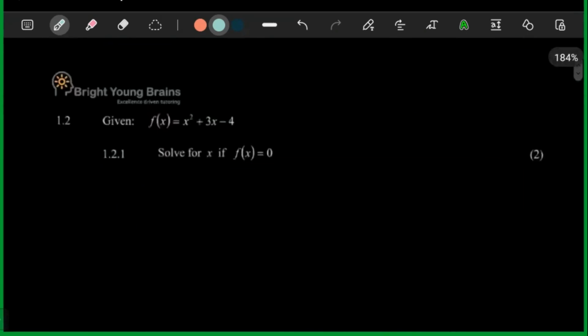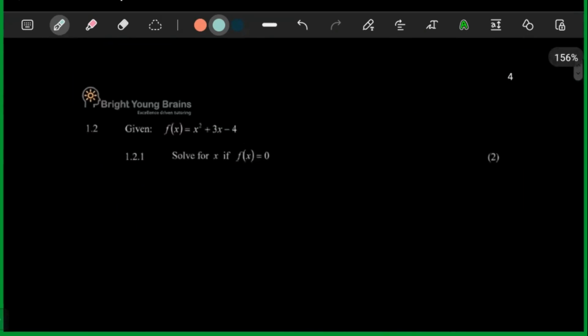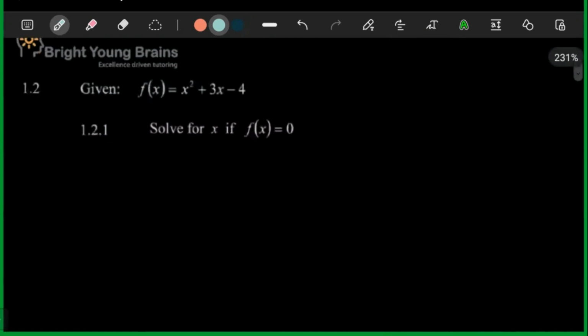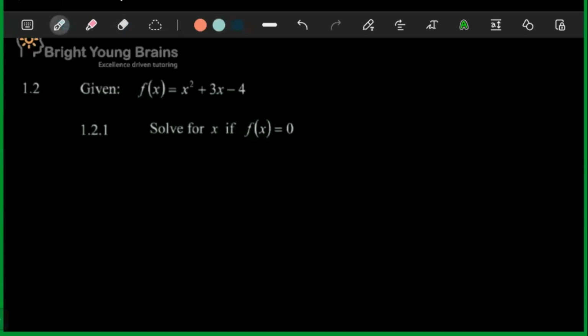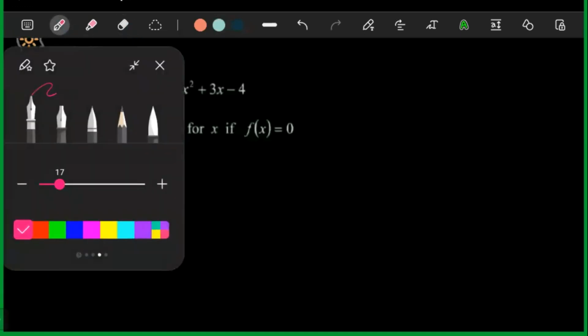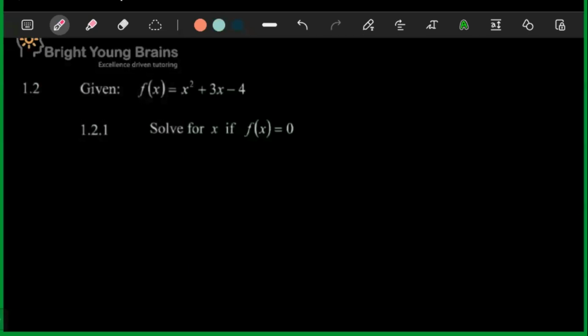Question 1.2 here, we can see they want us to solve for x if f of x is equal to 0. So just a straightforward question, this one. As straightforward as can be, really, because there's no catch. There's 0 catches with a question like this one. So here, we're going to make it equal to 0: x squared plus 3x minus 4 equals 0.